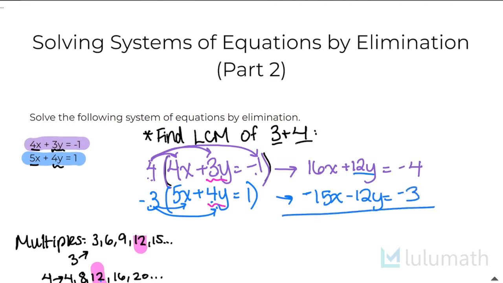Now I can go ahead and add these two equations together. When I add 16x and negative 15x, I end up getting 1x, or I can simply write x down.